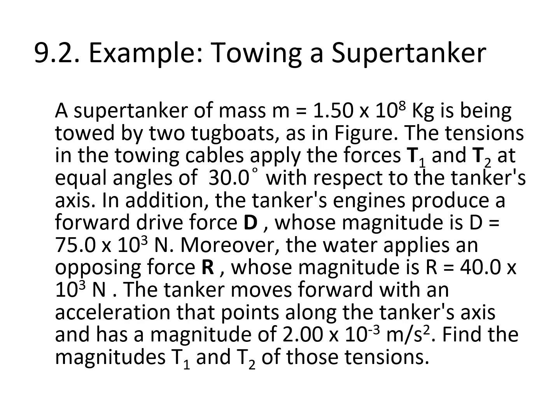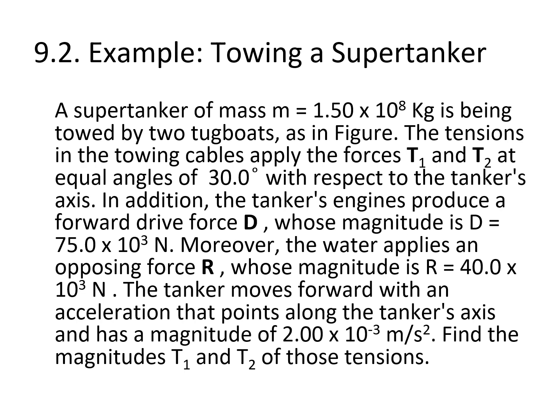In this example, a supertanker is being towed by two tugboats. The mass of the supertanker is 1.5 times 10 to the power 8 kilograms, and this is an extremely large mass. So even a small acceleration will require a very large net force. The tugboats pull with tension T1 and T2. Each towing cable makes an angle of 30 degrees with respect to the tanker's axis. The tanker's engine also produces a forward driving force D, and the magnitude of this drive force is 75 times 10 to the power 3 newtons.